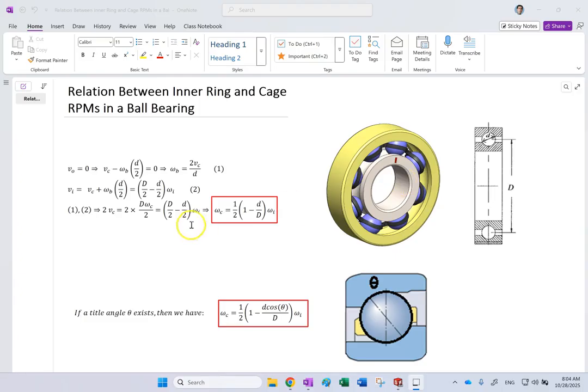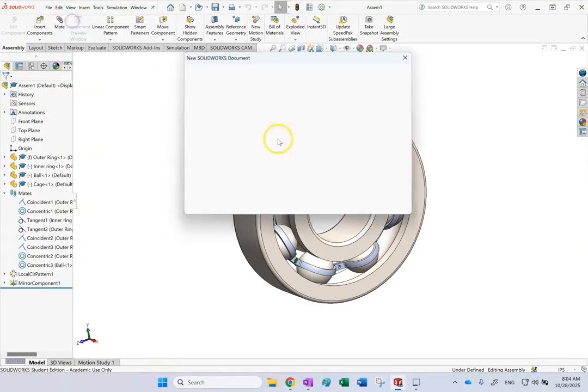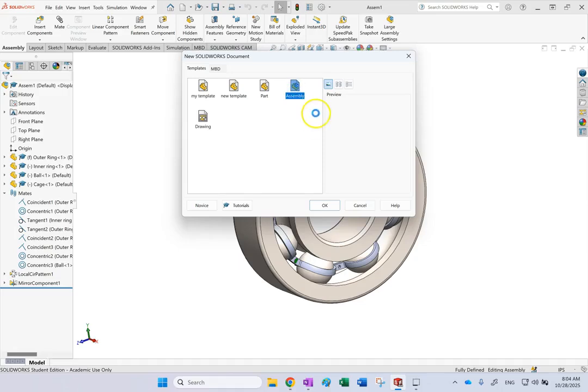The answer is no. They are related, and the cage is always spinning slower than the inner ring. And if there is an angle, the relation is modified. But if the inner ring is spinning at, let's say, 100 RPM, the cage always spins slower than that. And that is the mistake that I have seen. So let me show you here how to assemble it very fast.